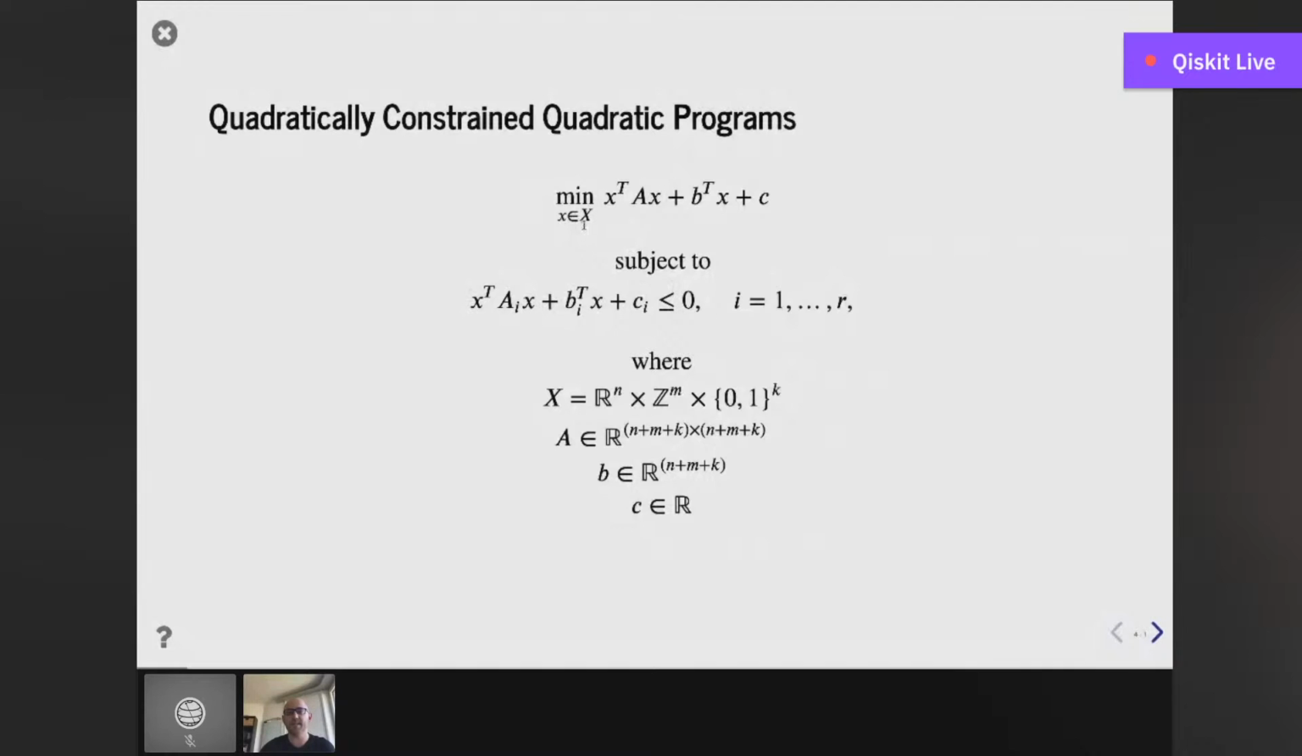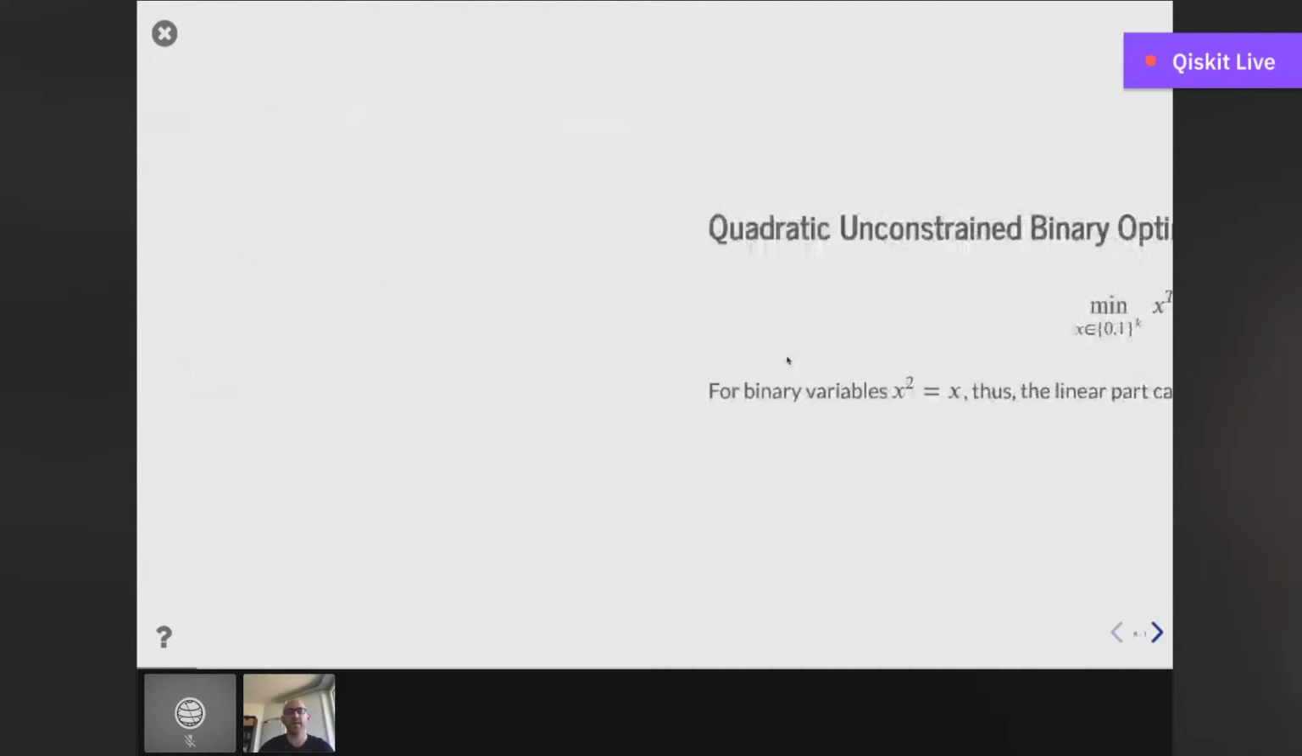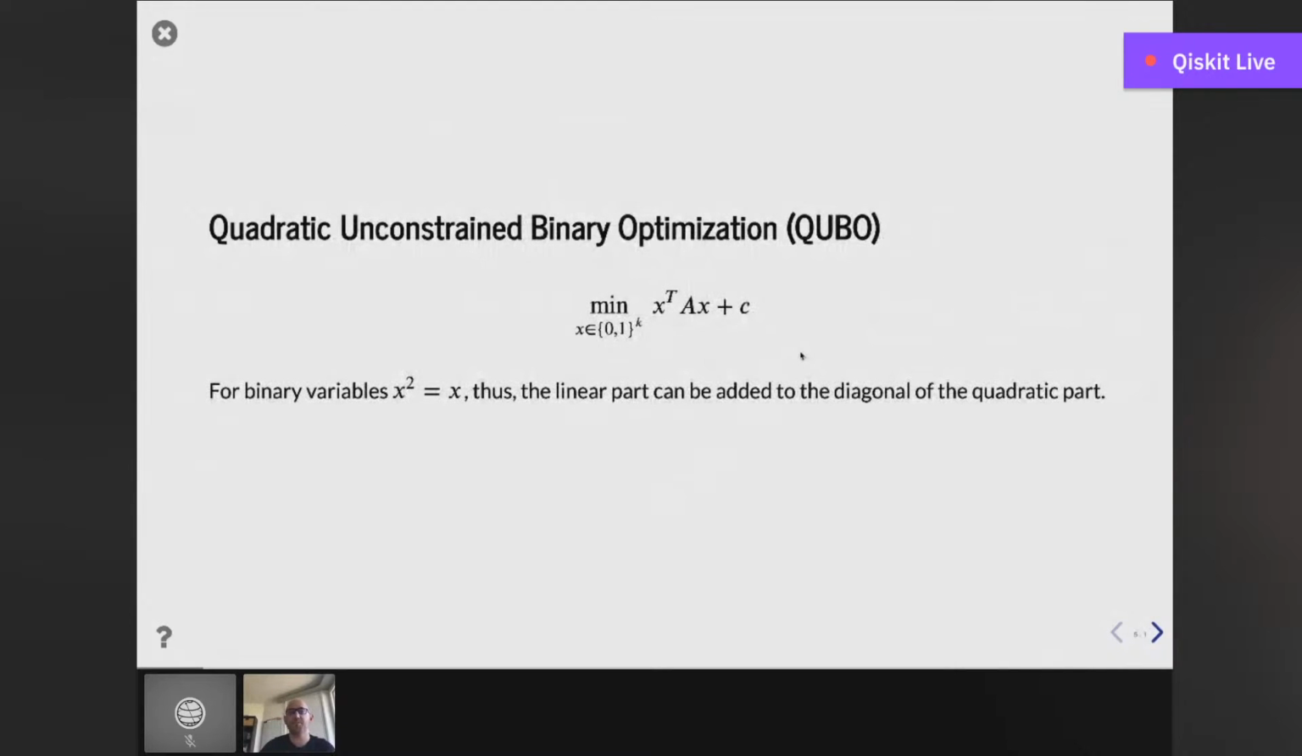Now here we say it's a set of variables x. This x can consist of continuous variables, of integer variables, and of binary variables. So this is very generic. And then the matrices A, B, and C, or AI, BI, CI, they live in the corresponding spaces. So this is a very generic class of problems that you can model with DO-Cplex and that our quadratic program class can represent.